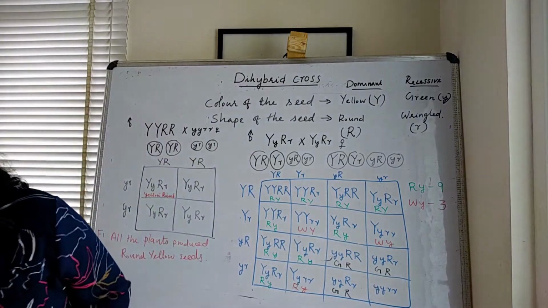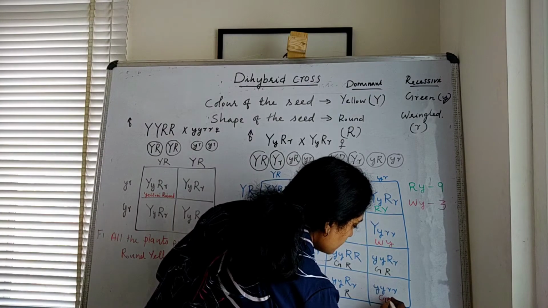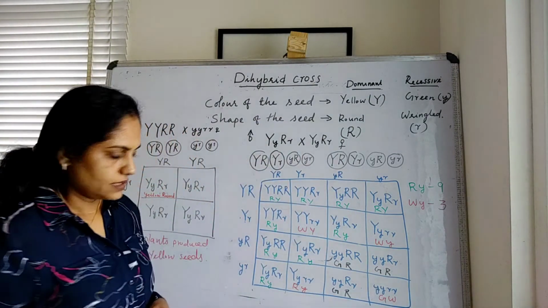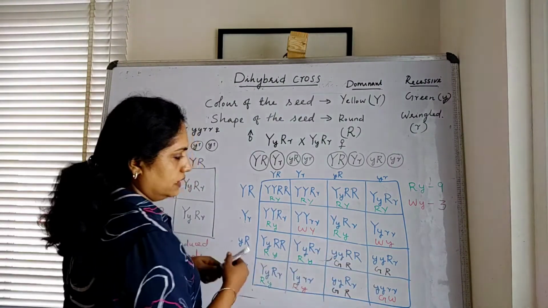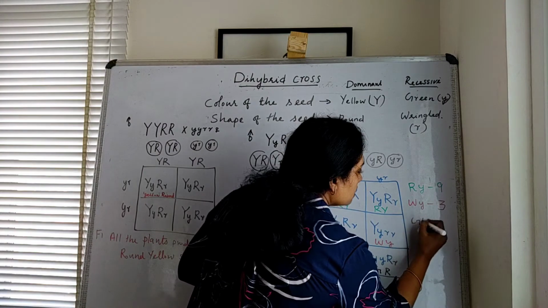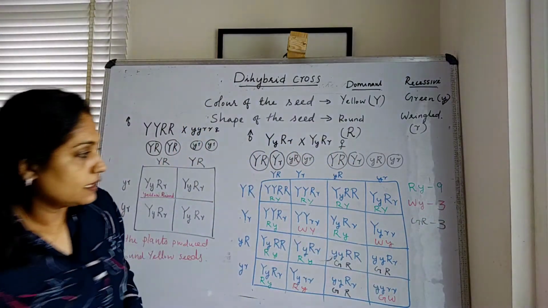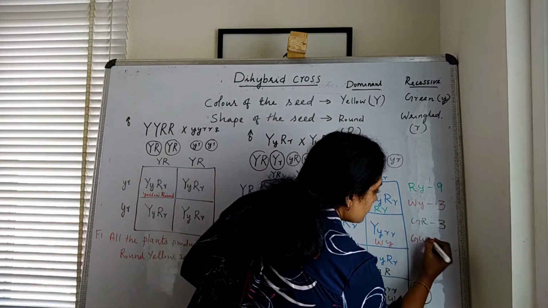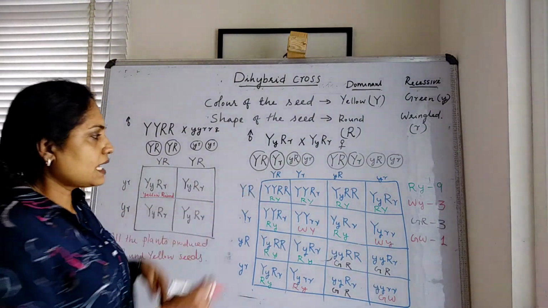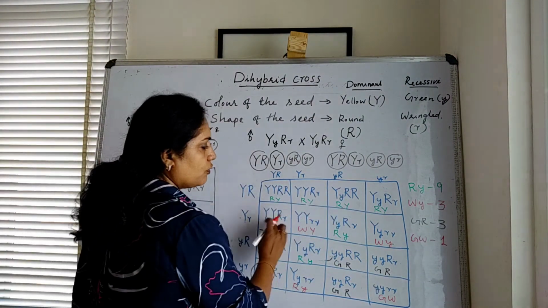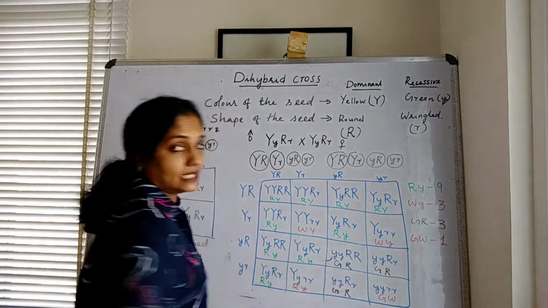So this last one is green and wrinkled. Then how many green and round? 1, 2, 3. Green and round, 3. How many are green and wrinkled? Green and wrinkled is only 1. So how many total progenies are here? 1, 2, 3, 4, 5, 6, 7, 8, 9, 10, 11, 12, 13, 14, 15, 16.